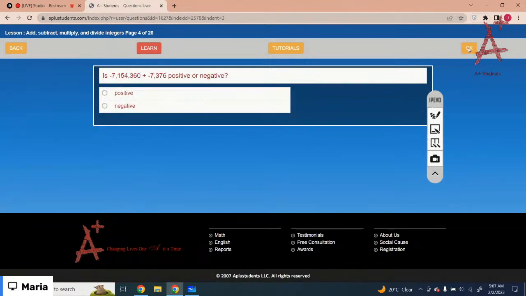Okay, is negative 7,154,360 plus negative 7,376 positive or negative? Both the numbers have a negative sign. Got it? So the answer must be negative.